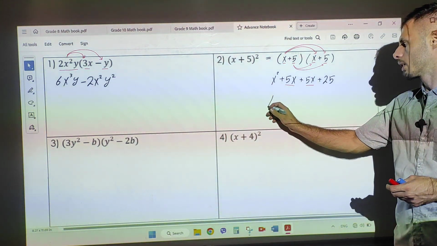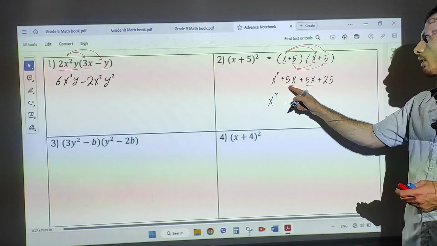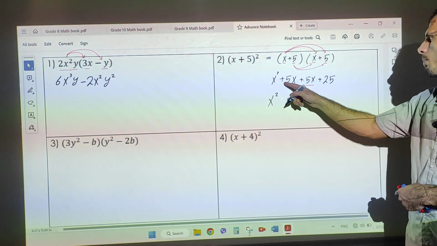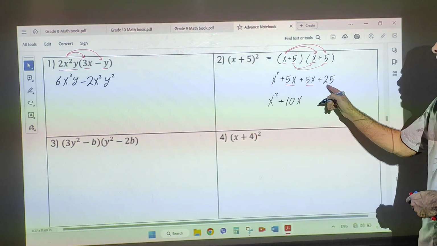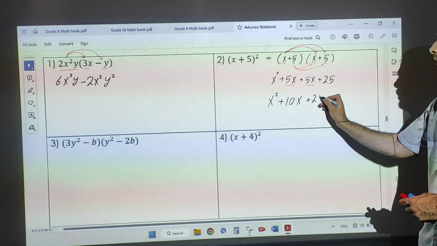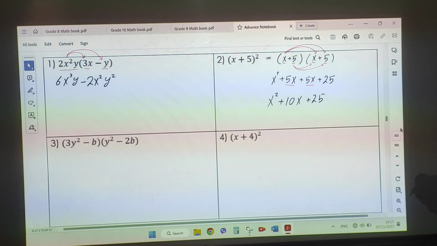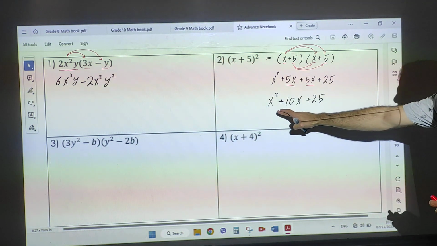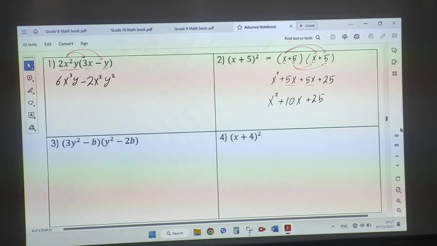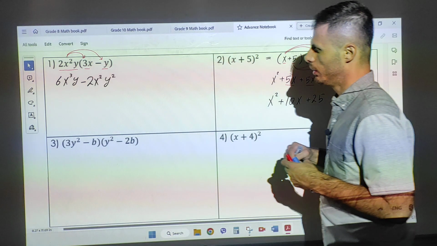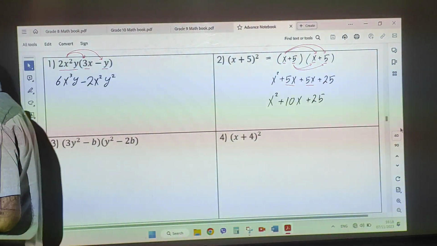We write the first one, x power 2, the same, positive 5x plus 5x, positive 5 plus 5 would be plus 10x, plus 25. Now we just have x power 2. In this term we just have x. In this term we have only a number. So that's the simplest form. That's it all. Now for the number 3.